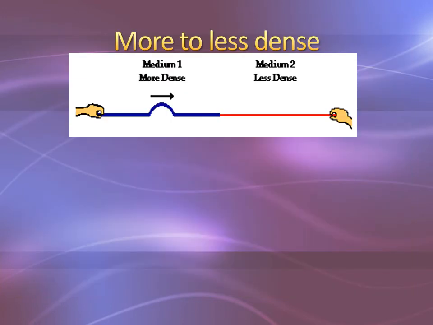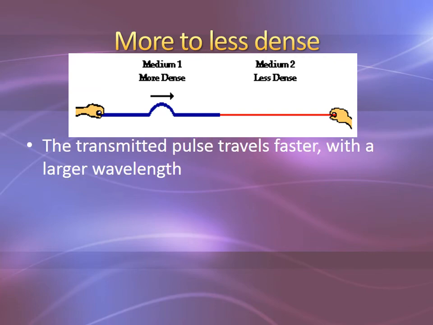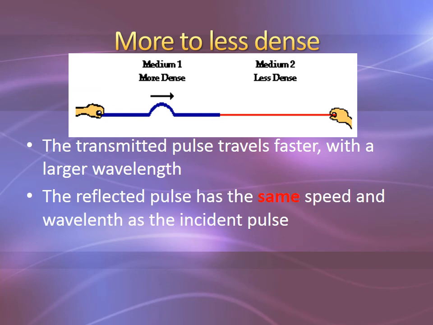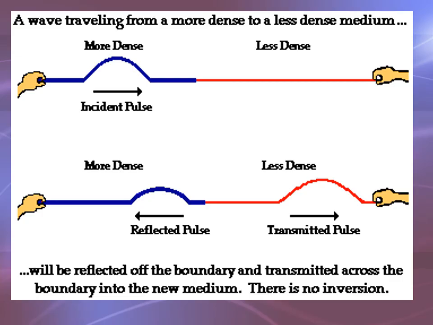All right, now we're going to look at going from more to less dense. So now the transmitted pulse is going to travel faster, all right, because it's going to be easier to move that less dense medium. So a faster wave speed, but the same frequency is going to equate to a larger wavelength. The reflected pulse, again, is going to have the same speed because it's in the same medium, all right, and wavelength as the incident pulse. Again, less amplitude. And here's what that looks like. Here, you'll notice that neither pulse is inverted. They're both above the string if it started above the string.